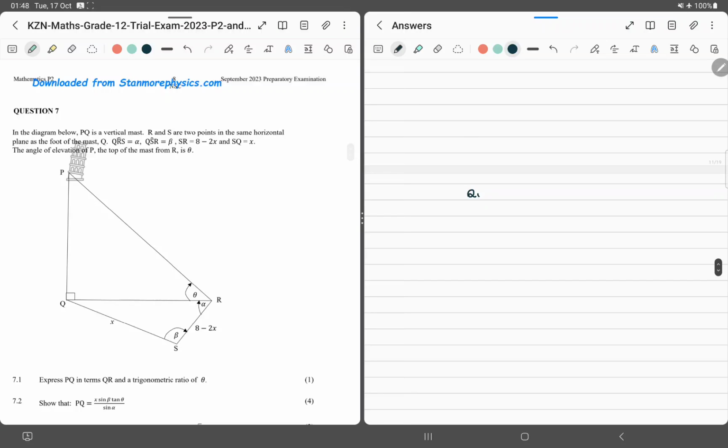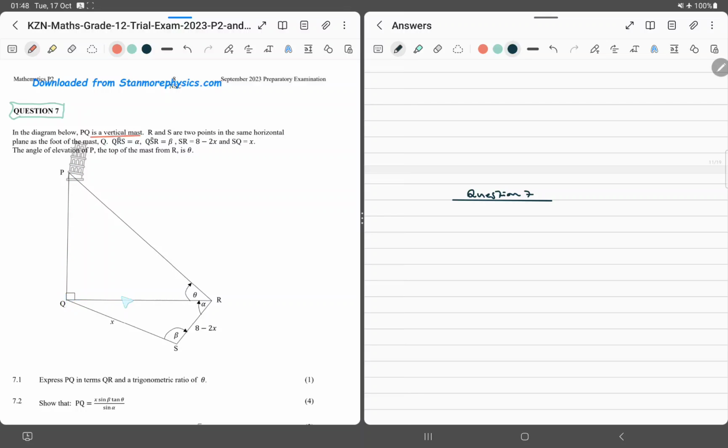So let's do question 7, which is the 3D stuff. Now you know here, you apply everything you know, guys. I'm not gonna go over it too much. Just solve. We are already out of time. In the diagram below, PQ is a vertical mast.